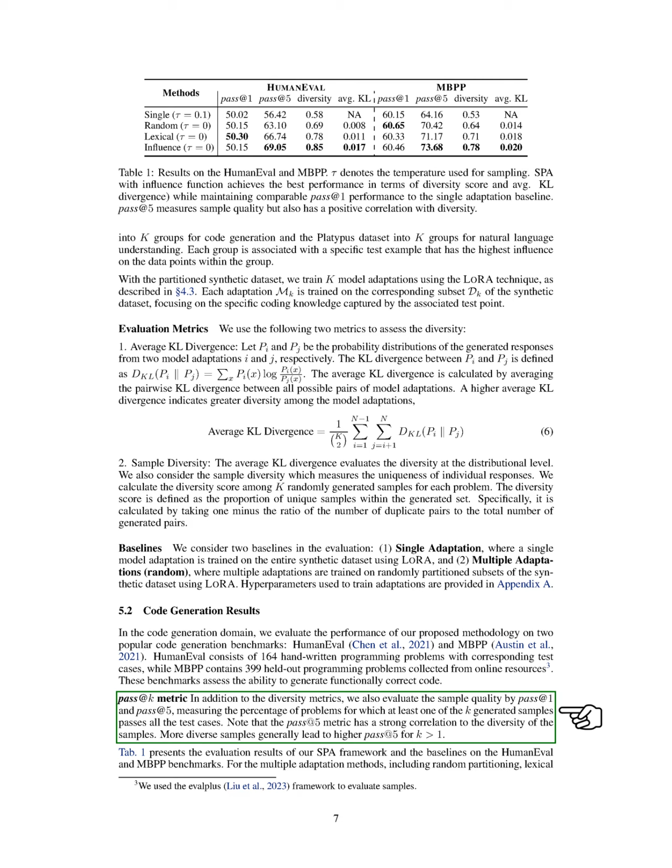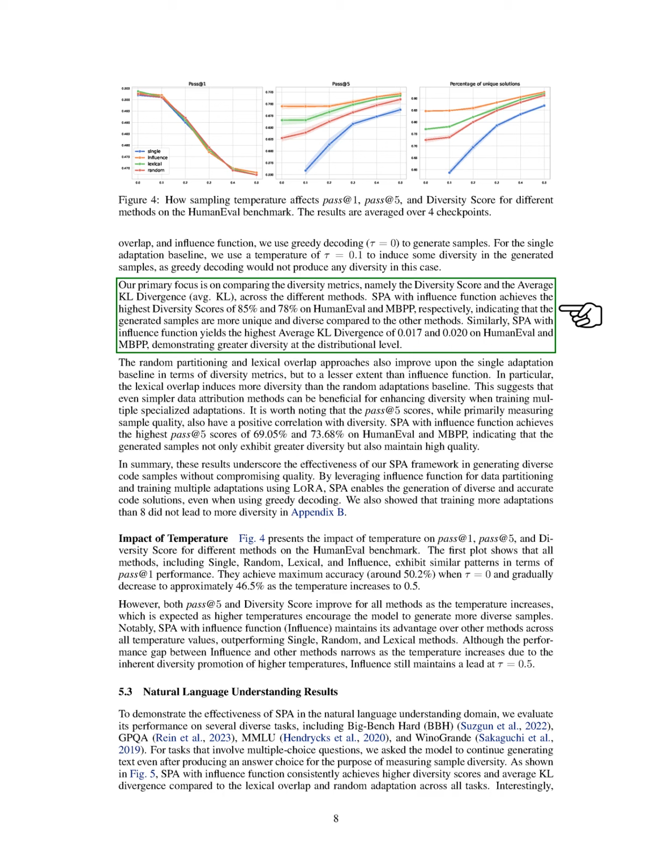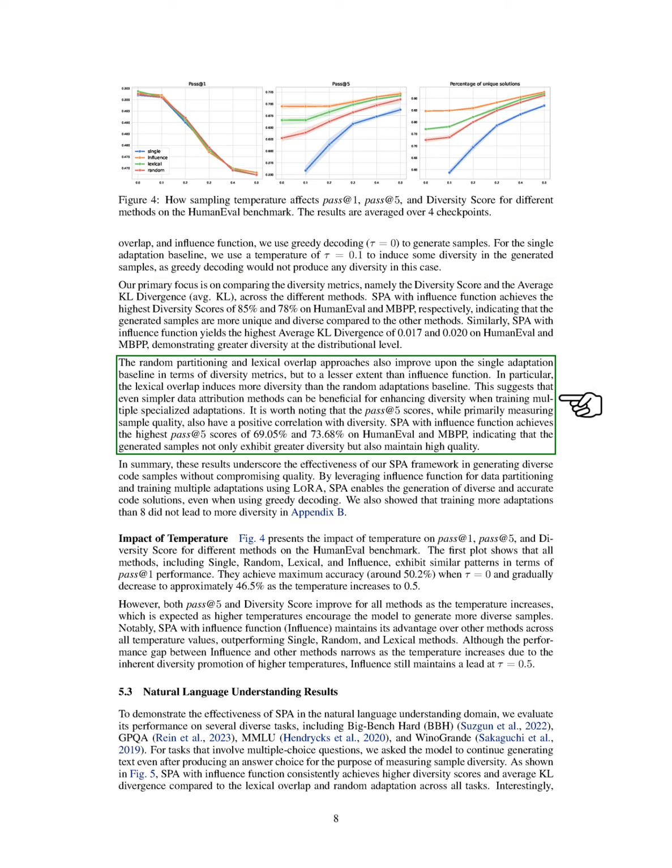We find that the pass@5 metric correlates strongly with sample diversity. Our results show that our SPA framework outperforms the baselines in terms of diversity metrics. The SPA method using the influence function achieves the highest diversity scores on both benchmarks, indicating that our generated samples are unique and varied. Additionally, it also yields the highest average KL divergence, demonstrating greater diversity at the distributional level. While the random partitioning and lexical overlap methods improve diversity compared to the single adaptation baseline, they do not match the effectiveness of the influence function.